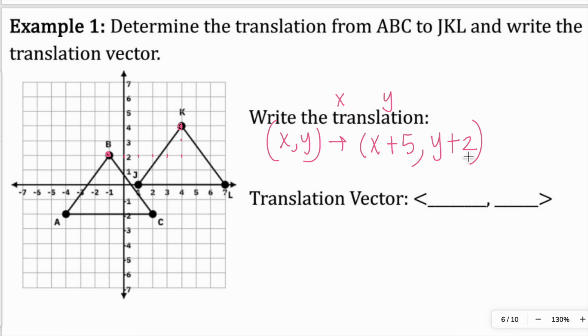You can also describe this using words like the figure is translated 5 units to the right and 2 units up, but this rule is a little bit easier to write. And then the translation vector is when I just use those numbers by themselves. So that'd be the vector 5, 2.